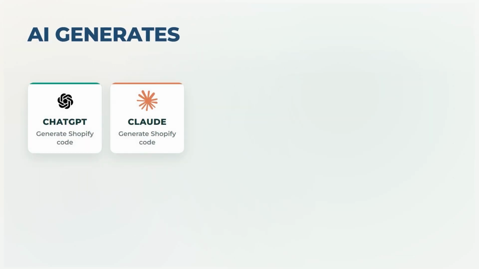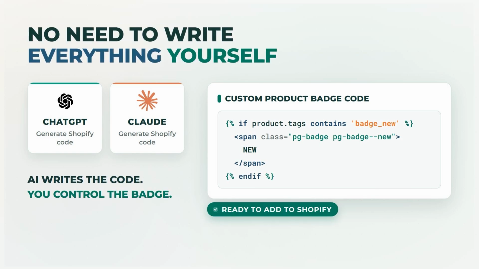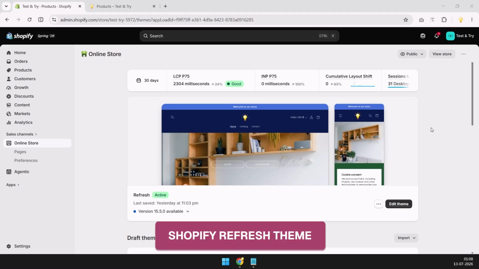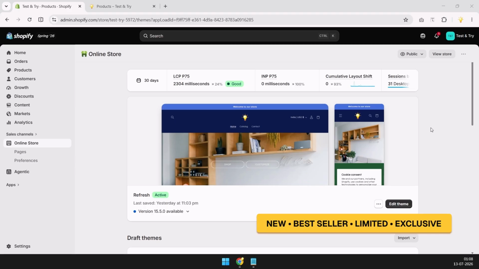And because we are using AI to generate the code, you do not need to write everything yourself. I am using the Shopify refresh theme for this video. I want to create 4 badges to use with different products in the store. The badges are new, bestseller, limited, and exclusive.